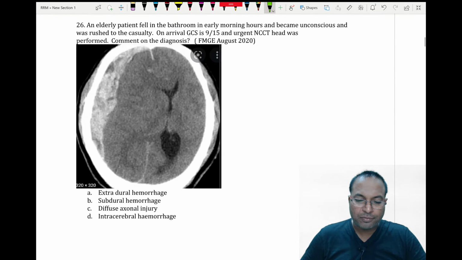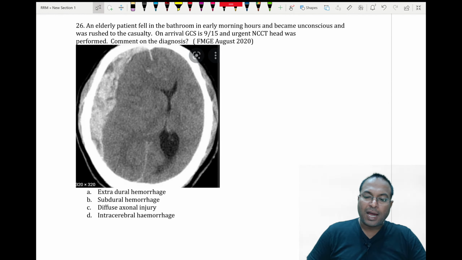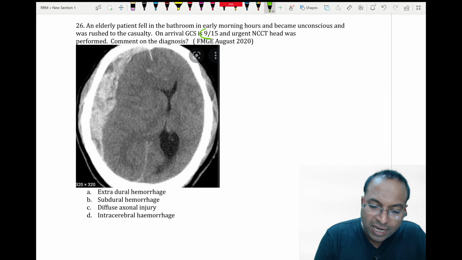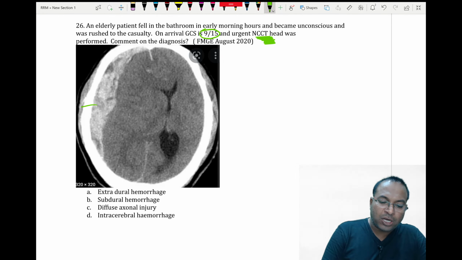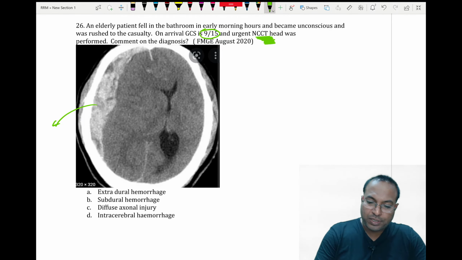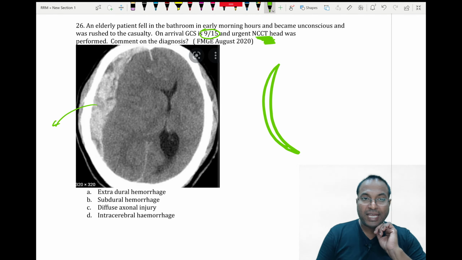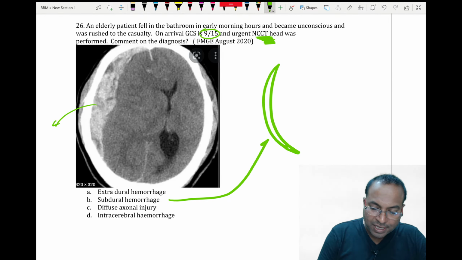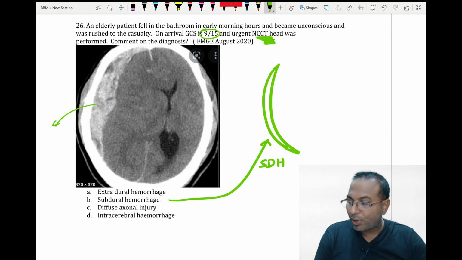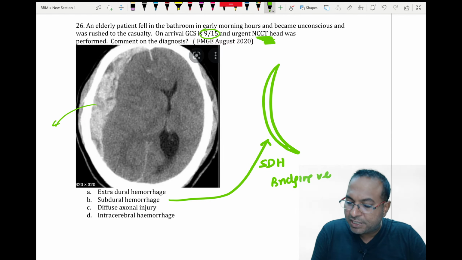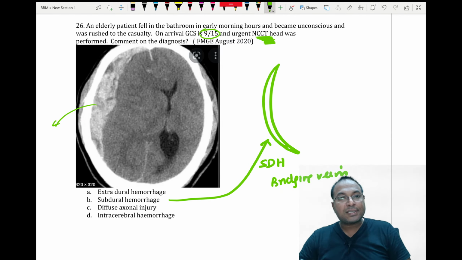So elderly patient fell in the bathroom in the early morning hours and became unconscious and was rushed to the casualty. On arrival, GCS is 9/15 and urgent NCCT, non-contrast CT, was performed. Comment on the diagnosis. So this is an image showing you the hematoma, hyperdense, appearing like this. What is this? It is a concavo-convex hemorrhage known as SDH, subdural hemorrhage. It is due to bridging vein damage. It is due to bridging veins getting torn up. You get this subdural hemorrhage.